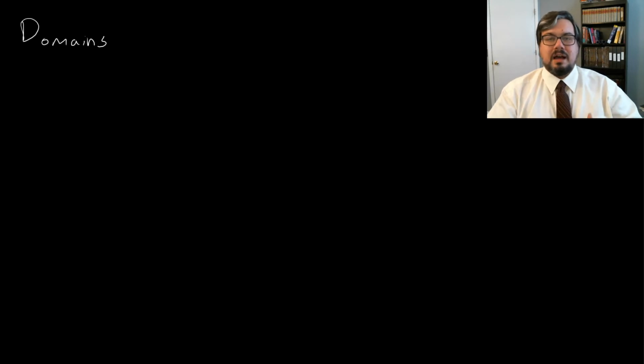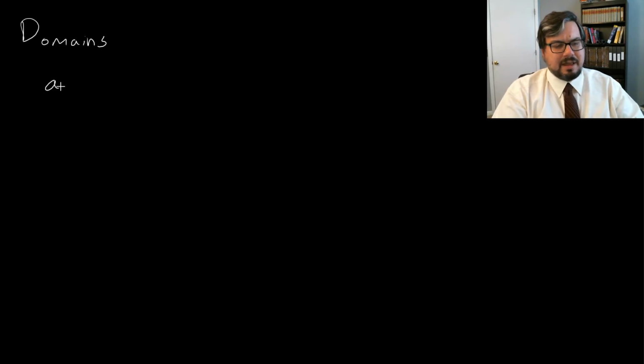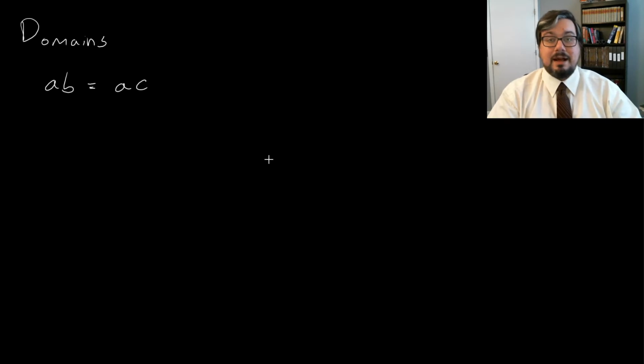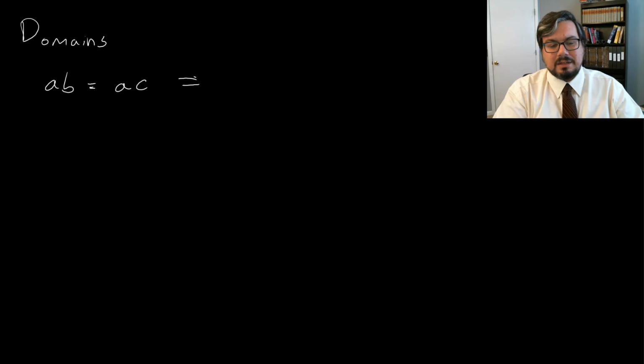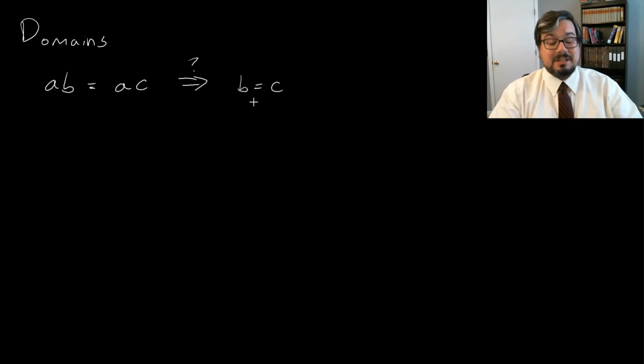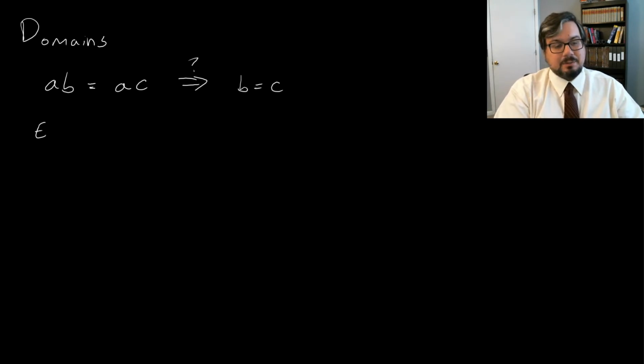As we saw last time, not all rings have a cancellation property, meaning that if I have AB equals AC, where A, B, and C are elements of an arbitrary ring, I can't necessarily conclude that B equals C. Sometimes that will be true, that we can make that implication, sometimes we can't. And we saw the following example from last time.